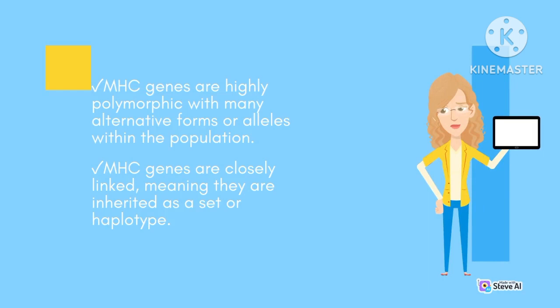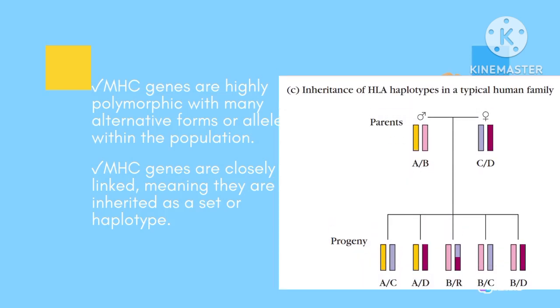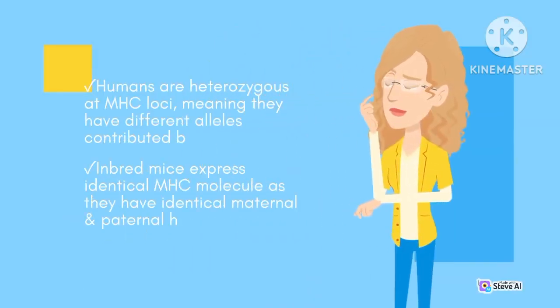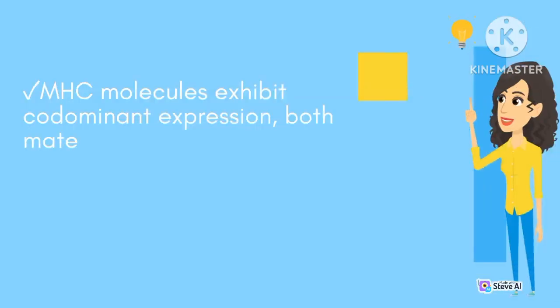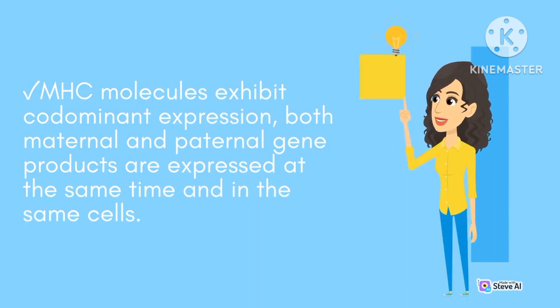MHC genes are highly polymorphic, with many alternative forms or alleles within the population. MHC genes are closely linked, meaning they are inherited as a set or haplotype. Humans are heterozygous at MHC loci, meaning they have different alleles contributed by each parent. Inbred mice express identical MHC molecules. They have identical maternal and paternal haplotypes. MHC molecules exhibit codominant expression. Both maternal and paternal gene products are expressed at the same time and in the same cells.